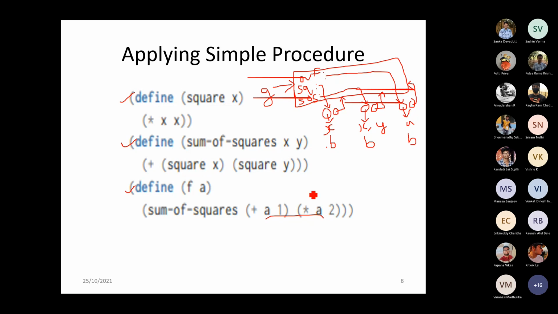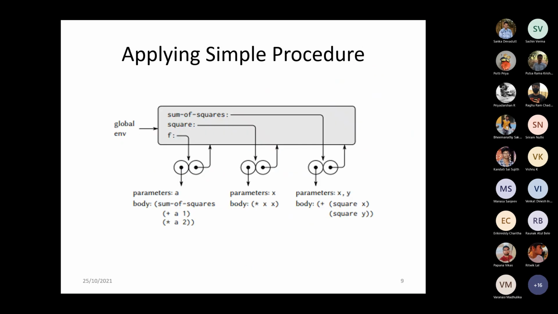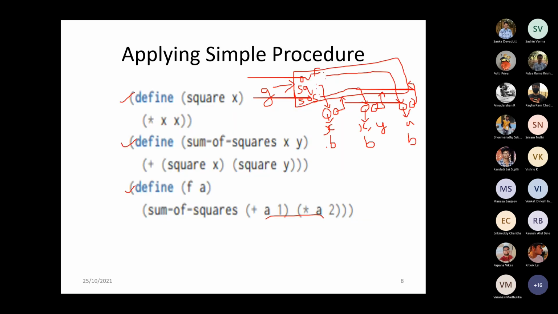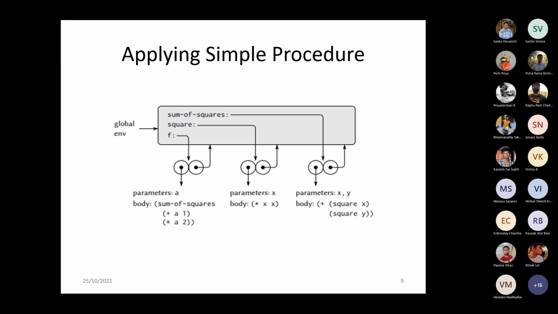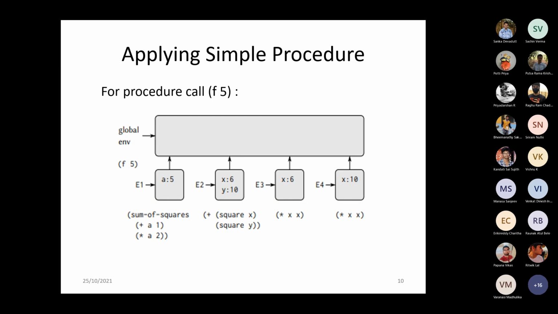Now, if you are having a procedure call happening, f of say 5 or something, what happens? This is what I was just drawing. So when we have all the definitions given, this is how your environment will look for all the three procedures. Now moving on, if you are having the procedure call happening, that is f of 5.